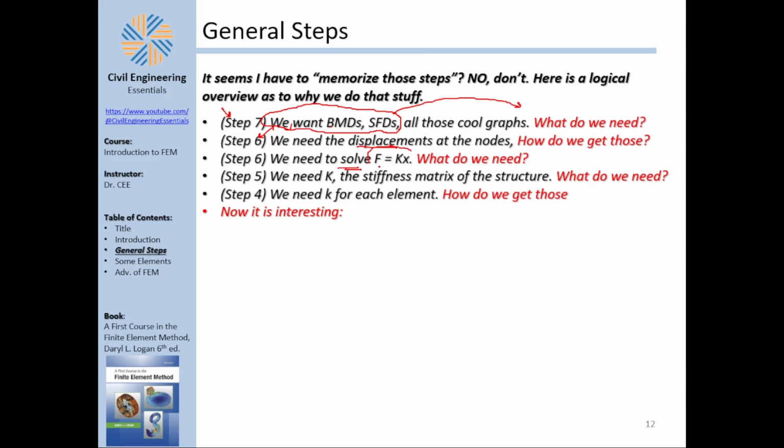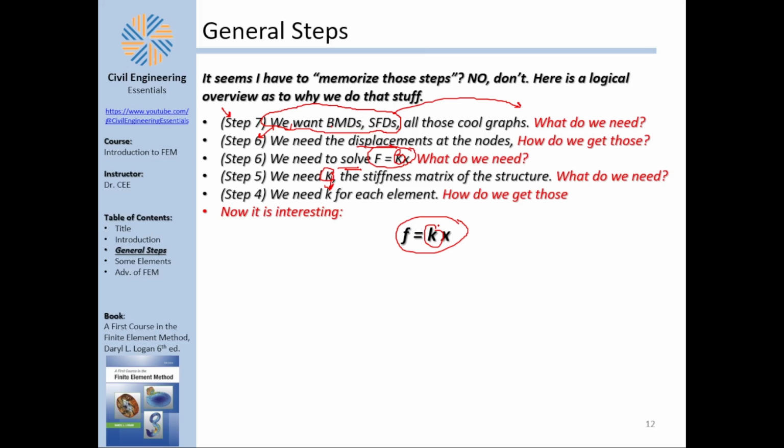Now, what do you need for this? You need the stiffness matrix K, and that's why step 5 is needed. You need K, the stiffness matrix of the structure. Now, to find K of the structure, you need to find K of the element, which is step 4. Now it becomes interesting. Look, this is the element equation. F small being the forces on the element, X, or D sometimes, being the displacement of the element, and K being the stiffness matrix of the element.